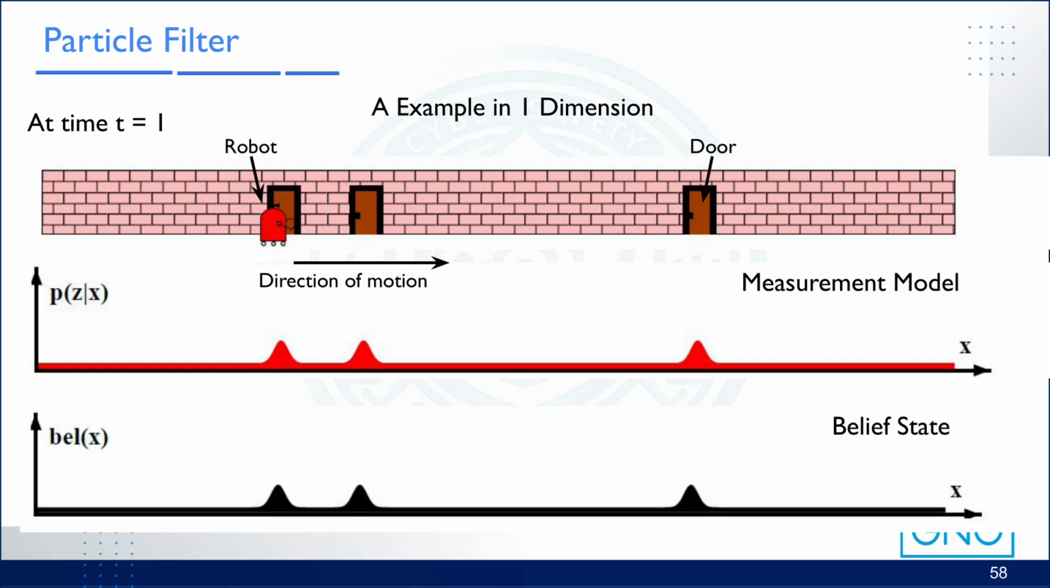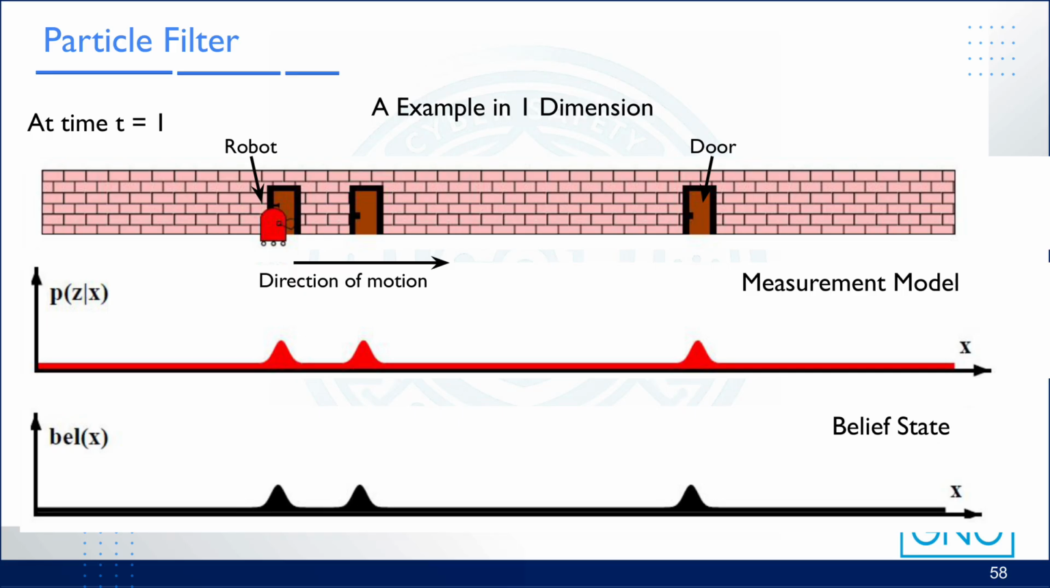Now, our belief about where the robot might be looks very similar to the measurement model above it. The robot sensed a door, so we combine our prior belief with the measurement model. This gives us a new belief distribution, the posterior belief. And this posterior belief looks like the black curve shown here.